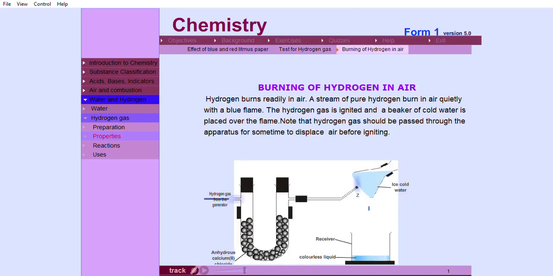Hydrogen generated from the reaction of zinc granules and dilute sulfuric acid is passed through a U-tube containing anhydrous calcium chloride. The gas produced is ignited and a beaker containing cold water is placed over the flame.